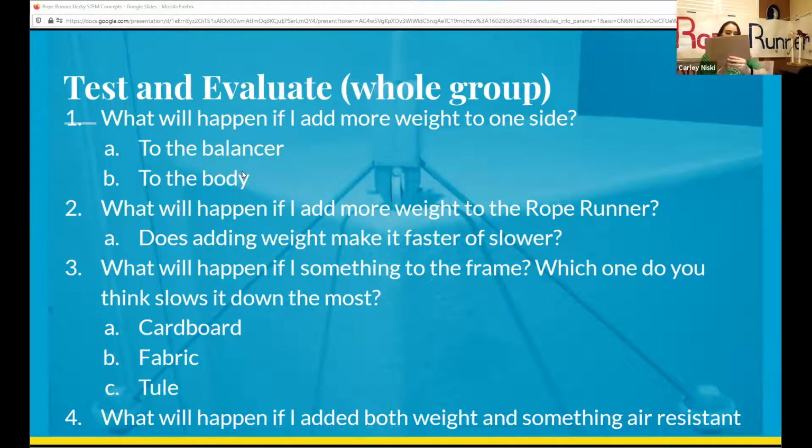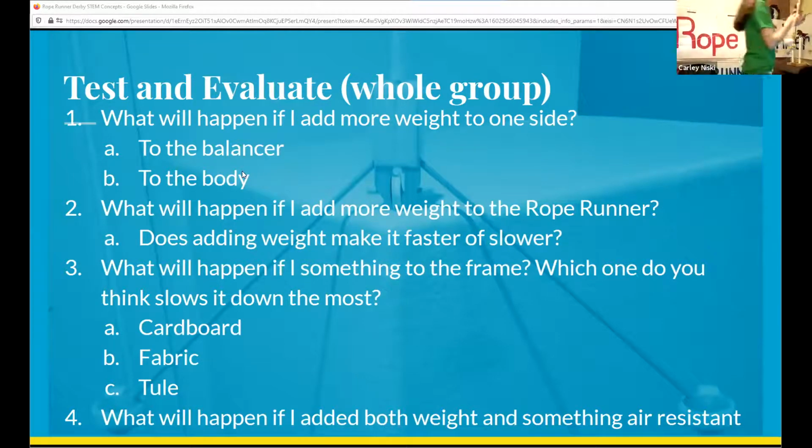Let's see. Make sure this is balanced. It will go slow because you have two objects on it. So it'll go slower because it won't be balanced, but it will be medium. So it's like in between. It's because the cardboard is heavy and the tool is light, so it'll make it go fast or slow. Okay, I agree with her. Okay, so you say it'll make it slower.